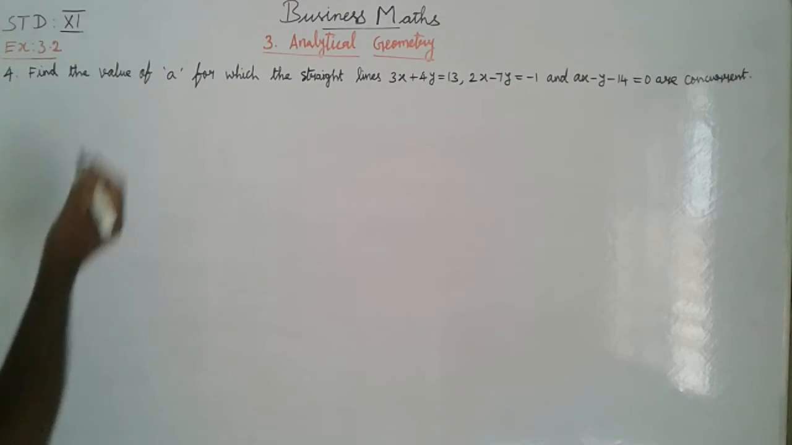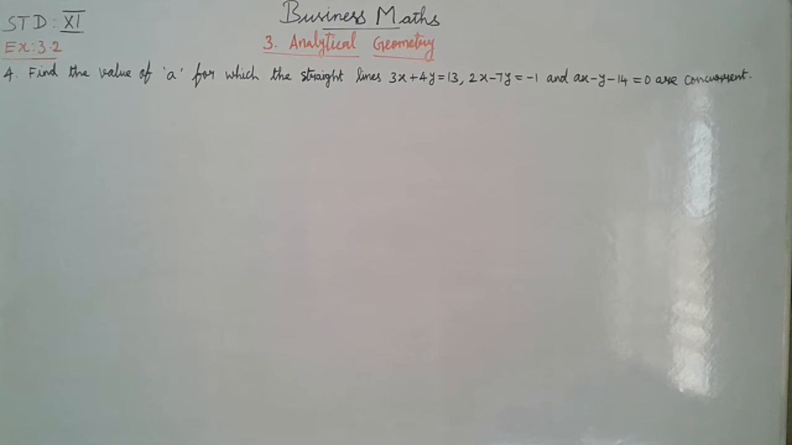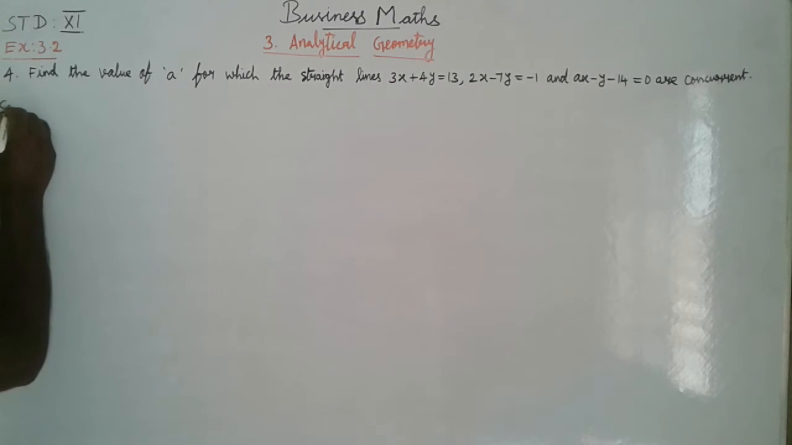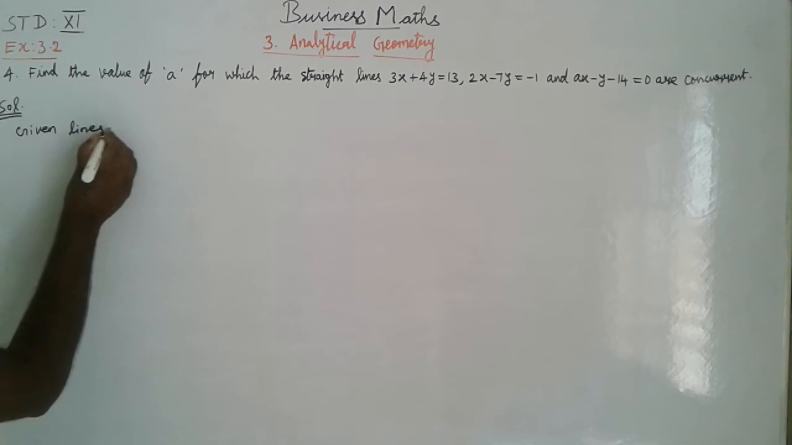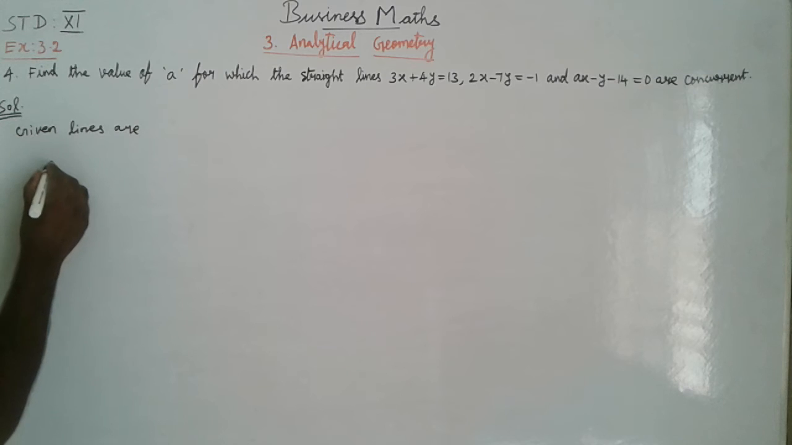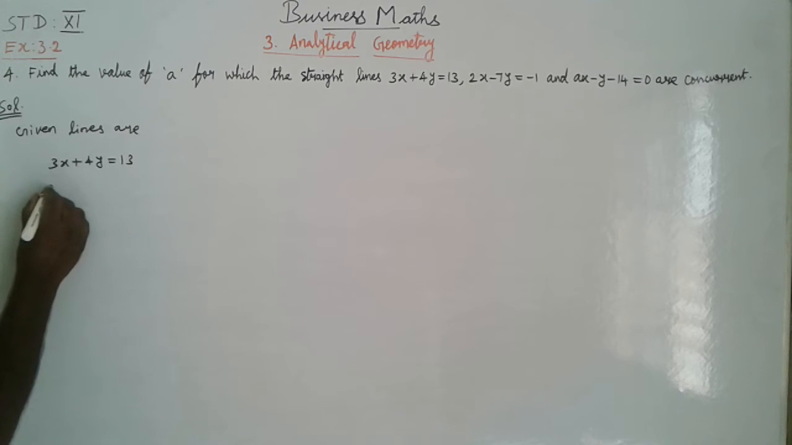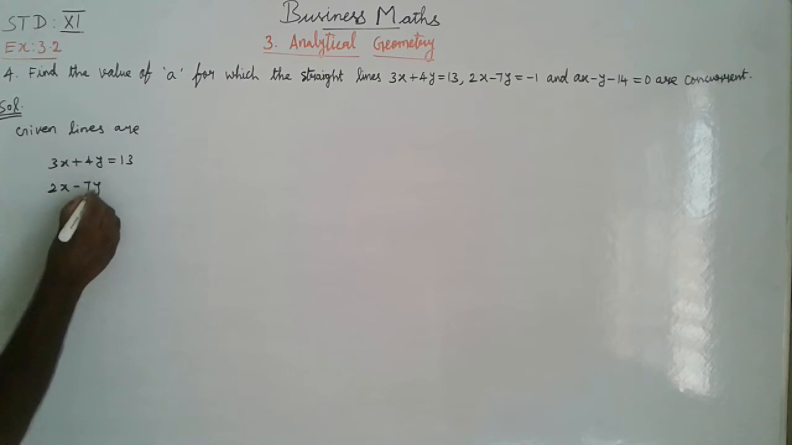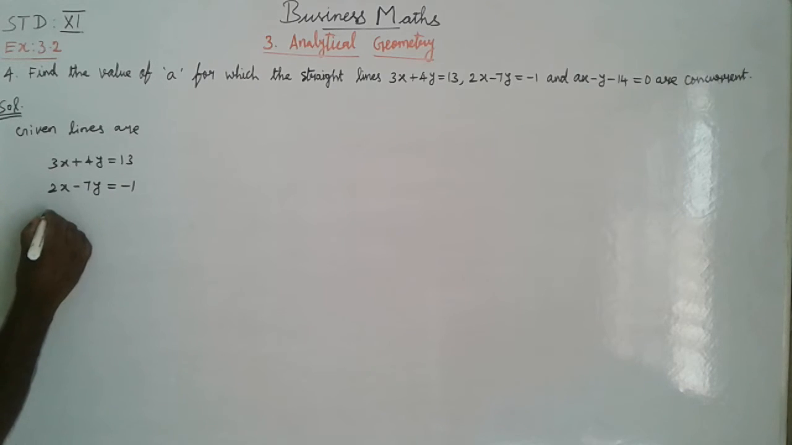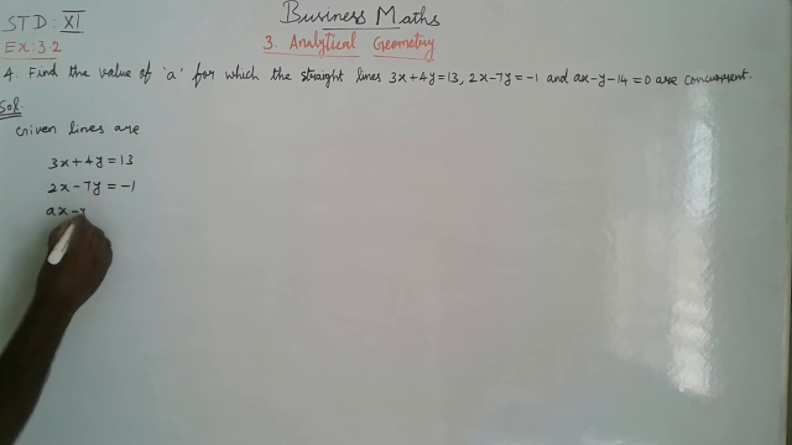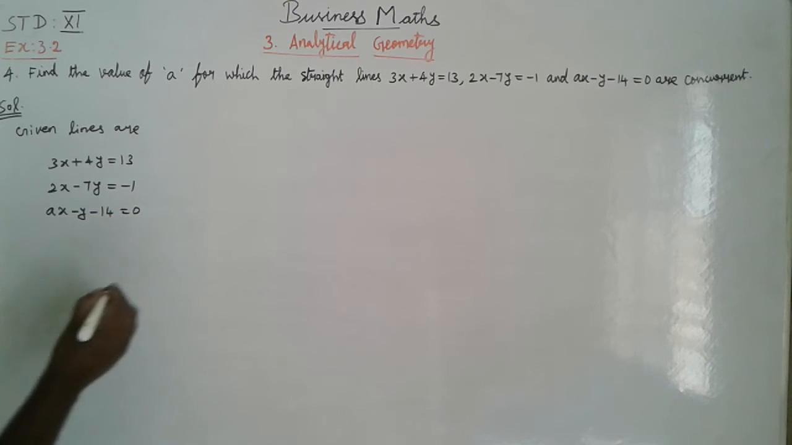Fourth sum: find the value of A for which the straight lines 3x + 4y = 13, 2x - 7y = -1 and ax - y - 14 = 0 are concurrent. Solution: the given lines are 3x + 4y = 13, 2x - 7y = -1, ax - y - 14 = 0.